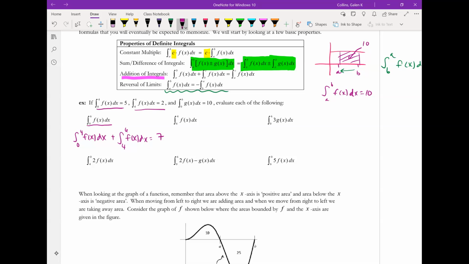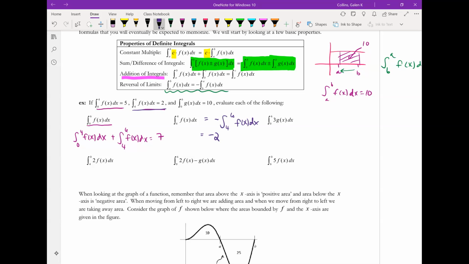This next one is an example of the reversal of limits. If we reverse the limits, this is going to be equal to negative 1 times the definite integral of f from 4 to 6. So this would just be a negative 2, since we're given that this is 2.